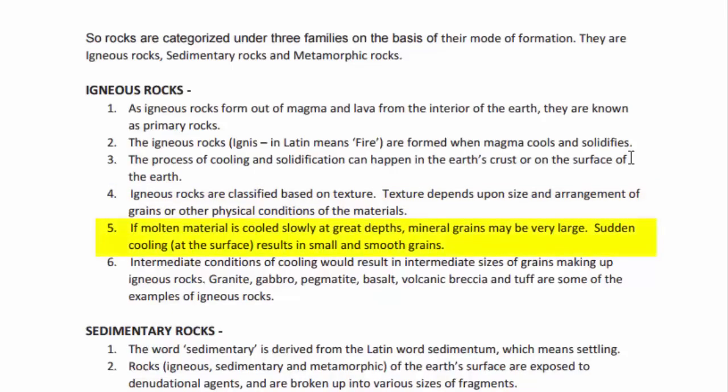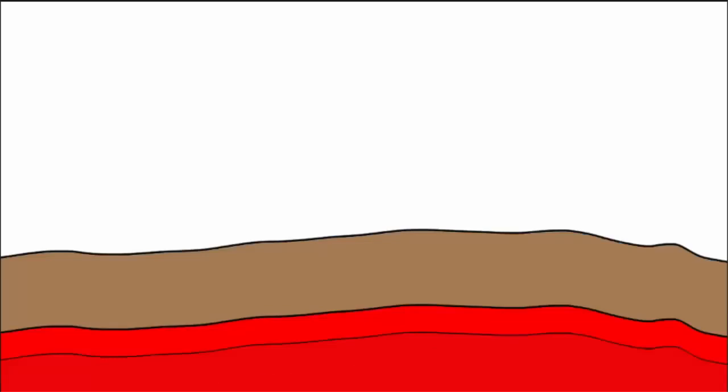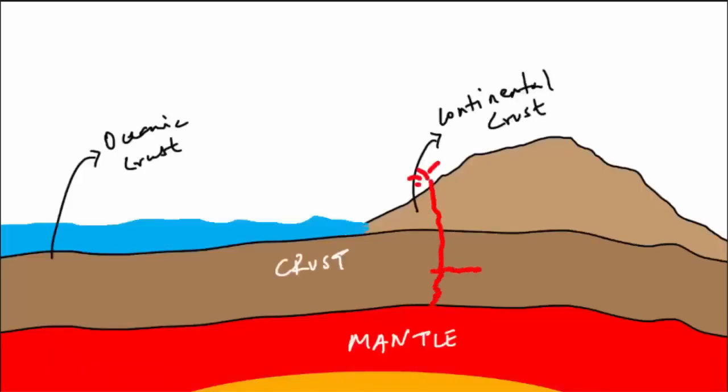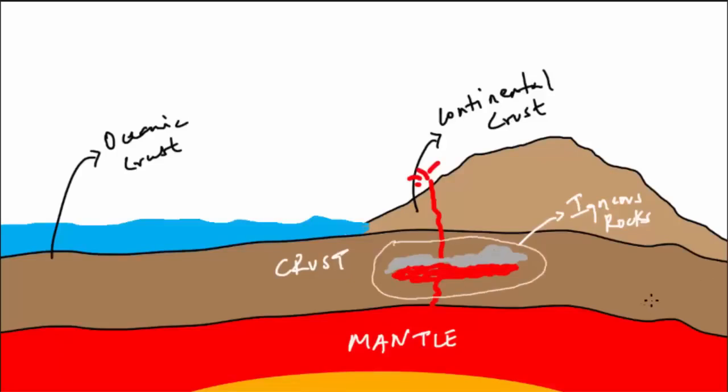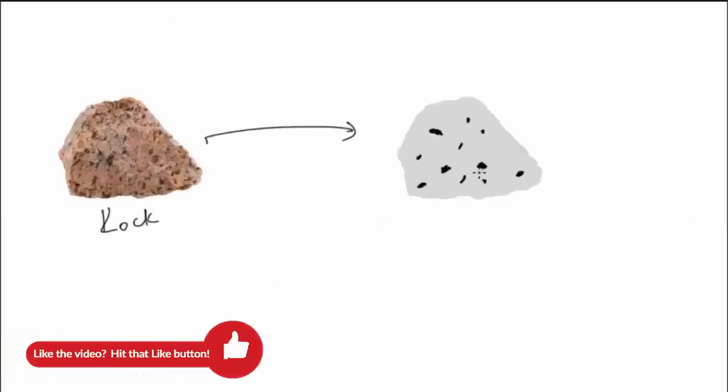If molten material is cooled slowly at greater depths, mineral grains may be very large. Sudden cooling at the surface results in small and smooth grains. Remember the third point where I said sometimes the magma cools down under the crust itself and does not really come out on the surface. So when magma cools under the crust, it does become solid, but it does not get exposed to the external weathering agents like wind, river, and ice. Because of that, the mineral grains do not break, they are intact.